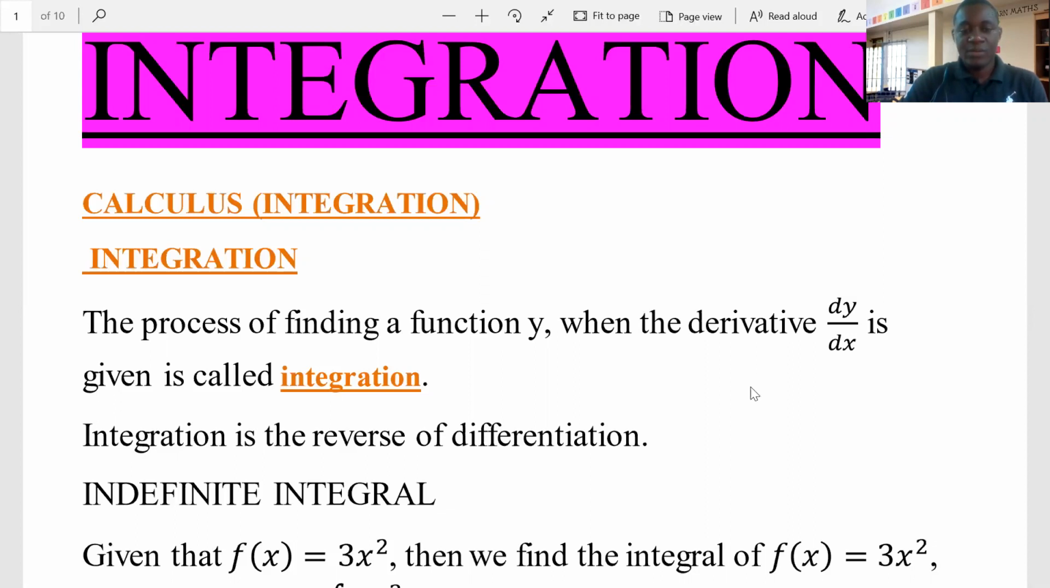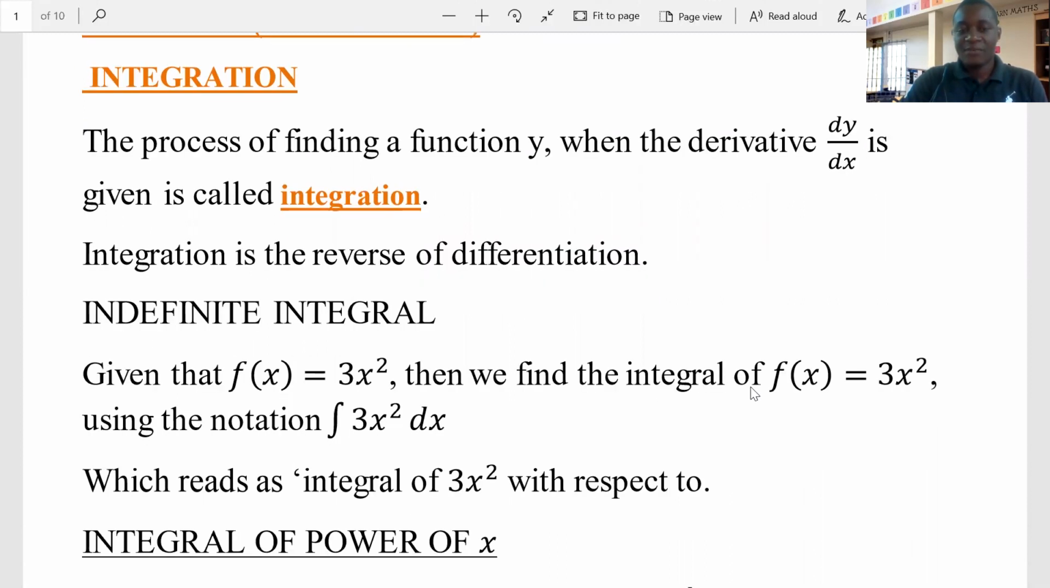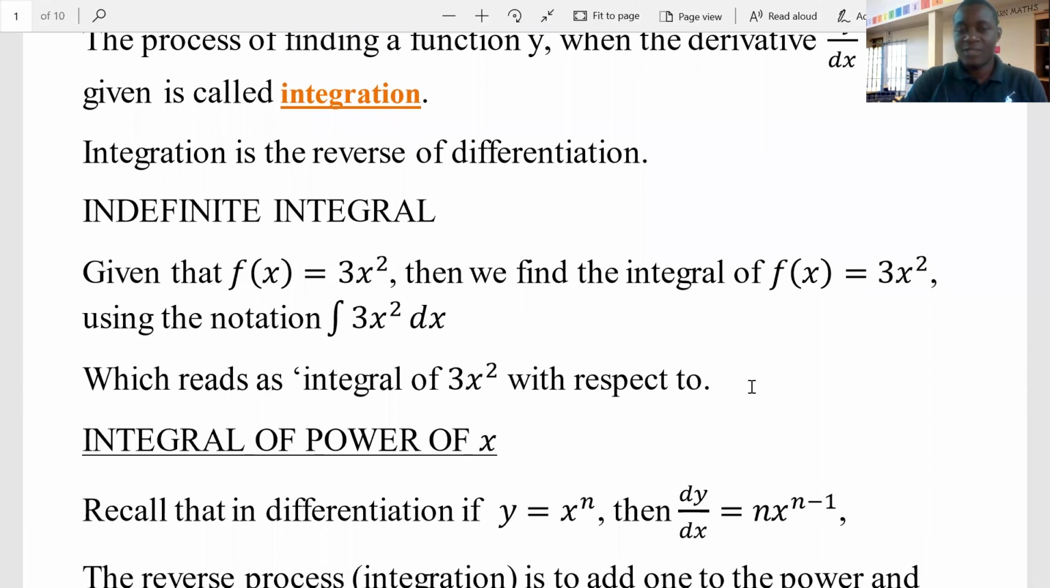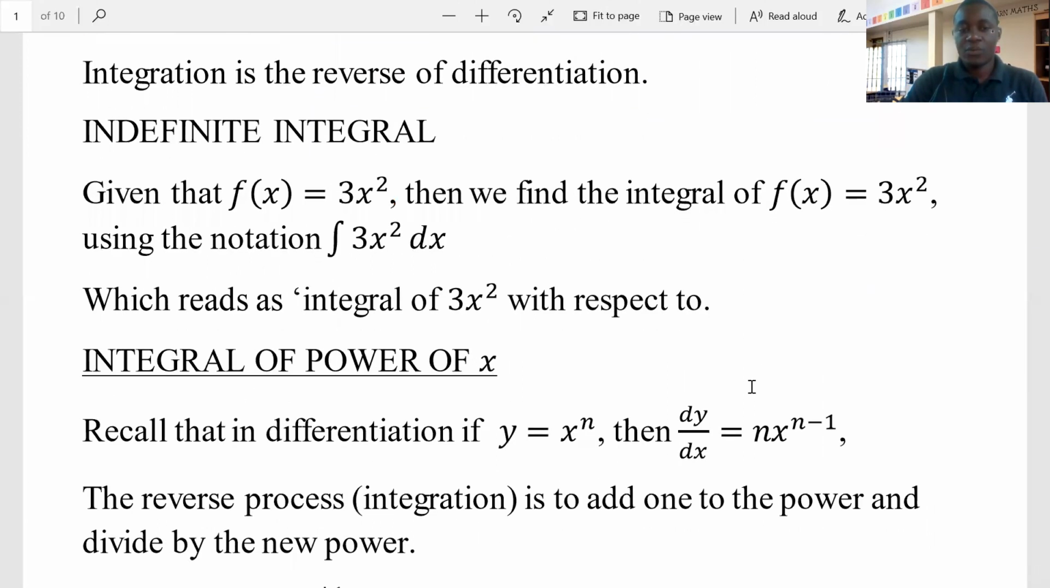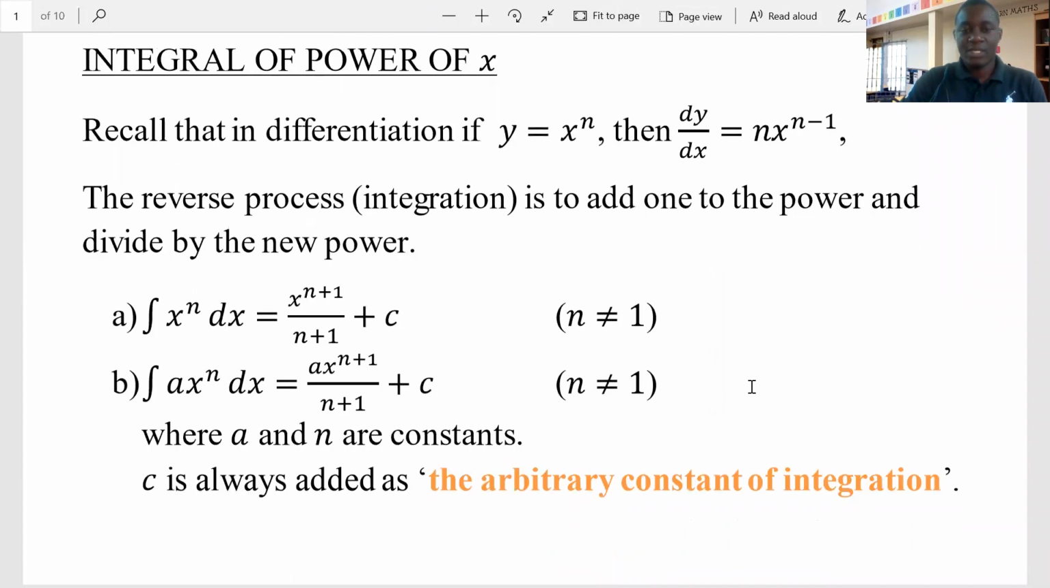So it's a quick reminder that integration is the reverse process of differentiation. We have indefinite integrals and we have definite integrals. Before we look at definite integrals much later, we will try to find the arbitrary constant of integration and then the original curve or original y function that the gradient function was gotten from. So let's look at the rule of integration.